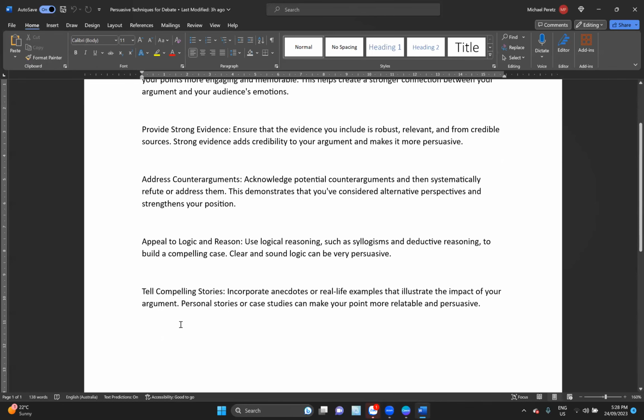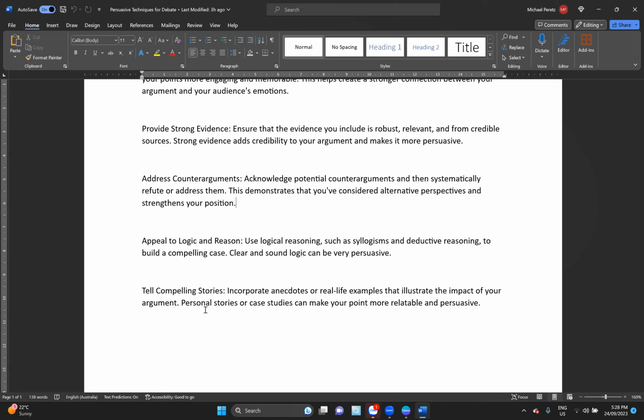And number 5 is tell compelling stories. So this is another minor one, but it still can help you out a lot all the same. So if you can incorporate anecdotes or personal stories or real life examples that illustrate the impact of your argument, then you can create a lot of relatability with the audience. So again, you want to stick to as much empirical evidence as possible. So facts, statistics, scientific studies, so on and so forth.